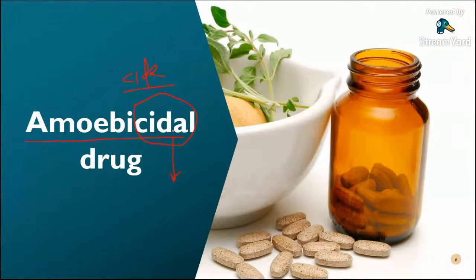So amoebicide means what? The agent which kills the amoeba, which inhibits the further spreading of amoeba by killing the amoeba. Those agents are called amoebicides, or also called anti-amoebic. Anti means to oppose. Okay. So anti opposes what?